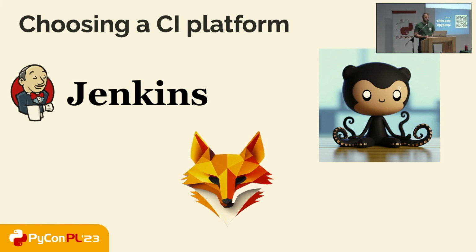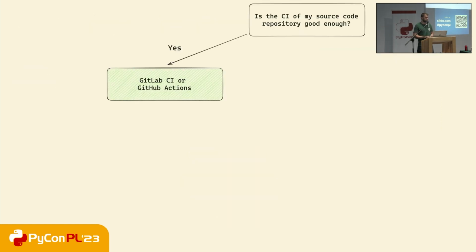Luckily, nowadays both GitLab and GitHub come with a continuous integration tool built in. Plus, we have a lot of commercial solutions, and of course, there are open source projects like Jenkins. So there are plenty of options. If you don't know what to choose, I suggest you start with either GitLab CI or GitHub Actions, depending on which platform you are already using.